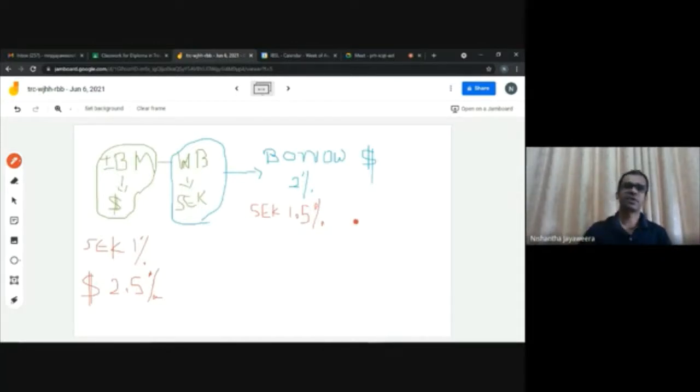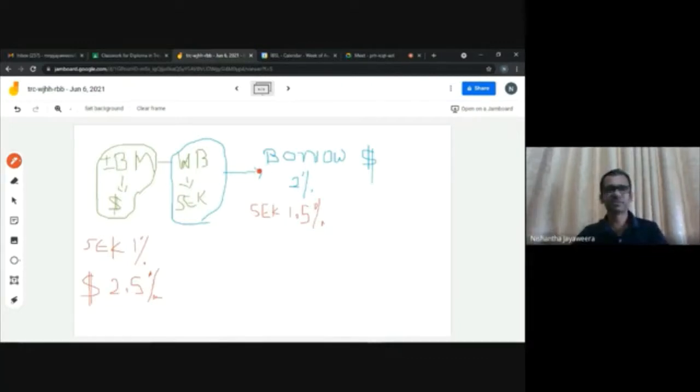World Bank can go to the market and borrow Swedish krona at 1.5, so they are happy. IBM can go to the market and borrow dollars at 2.5. The requirement is fulfilled, no exchange rate risk. But if they did it the other way around, borrow from their market at 2% and convert it into Swedish krona, something like that, they are exposed to the exchange rate risk.